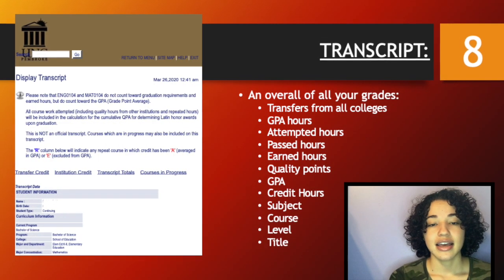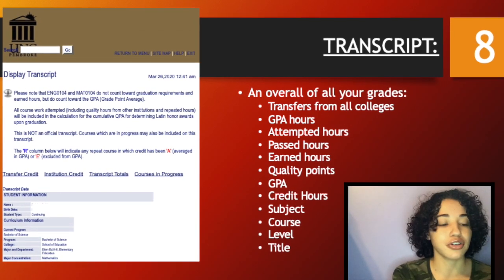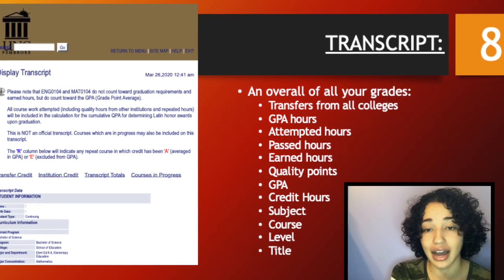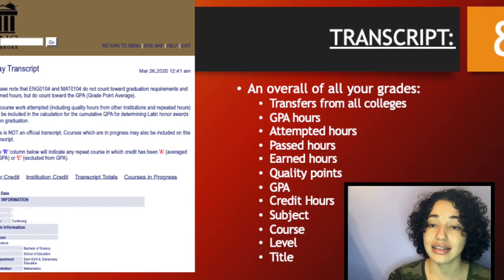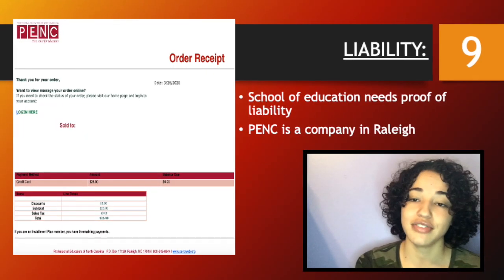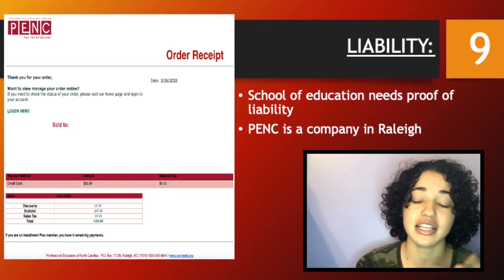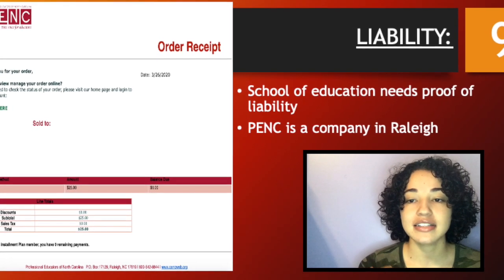Transcript. It's basically the life of your college, so it explains all your classes, your hours, what you got in them, your grades, everything: the classes you passed, the classes you failed, everything. Liability. The School of Education needs to make sure you have liability coverage because when you're in a classroom, you need to make sure that if anything happens, you're covered.